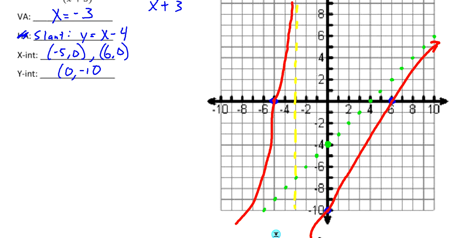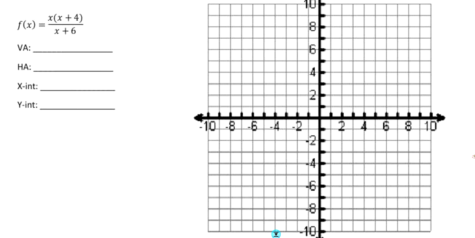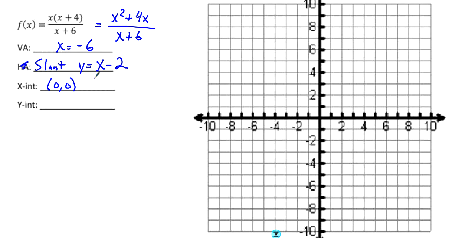Okay, the second one, again, this is x squared plus 4x on top when you distribute. Our vertical asymptote's at x equals negative 6. My slant is at y equals x minus 2. My x-intercepts are at 0, 0 and negative 4, 0. And my y-intercept is the same as this point at 0, 0.